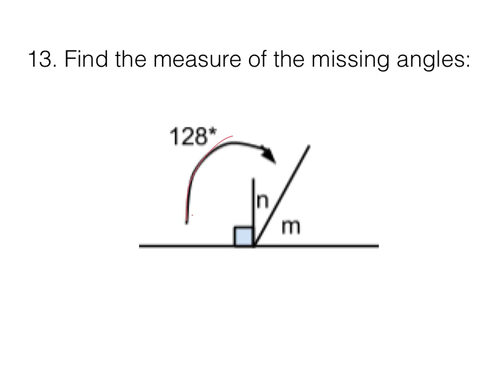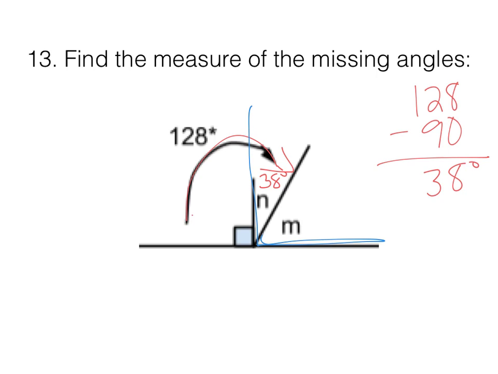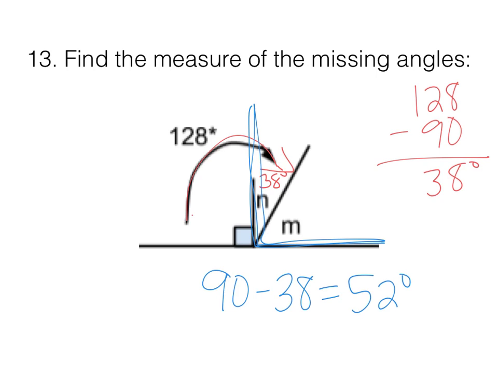Okay, same idea. All the way from here to here is 128. If I subtract 90 from that, I am left with 38 degrees for N. And if N and M are making a 90-degree angle, I take 90, subtract 38, I end up with 52 degrees for M.